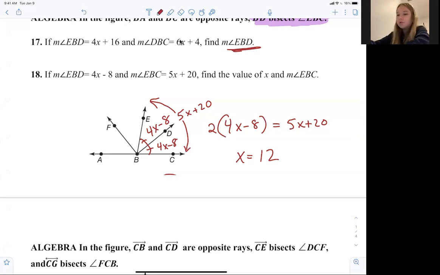That's not the final answer though. What is EBC? Anybody else get 80? Angle EBC equals 80 degrees. That's not hard, right? So far, so good.